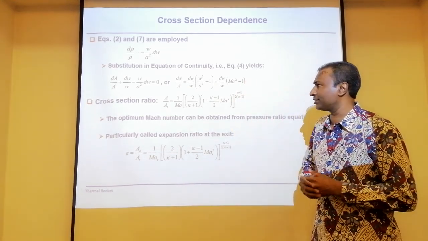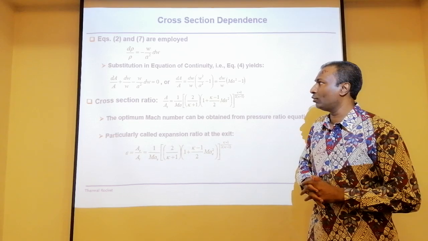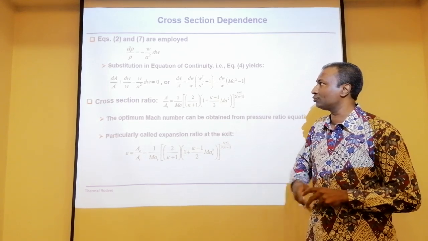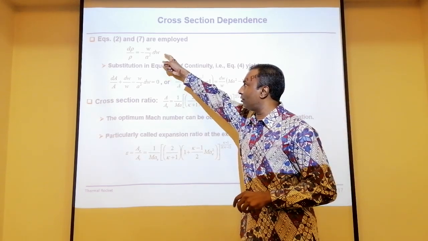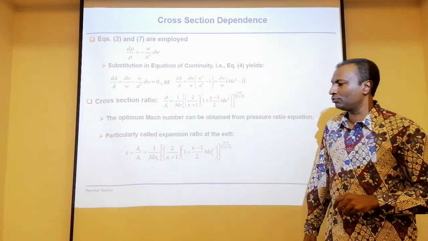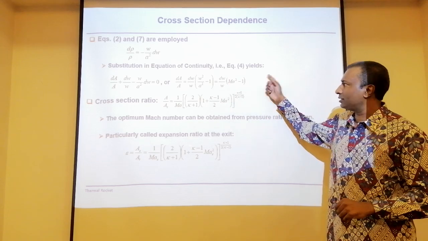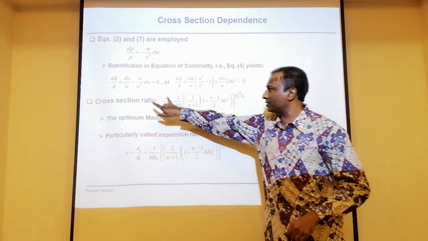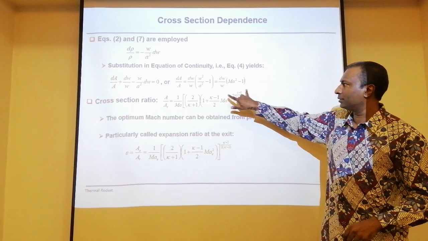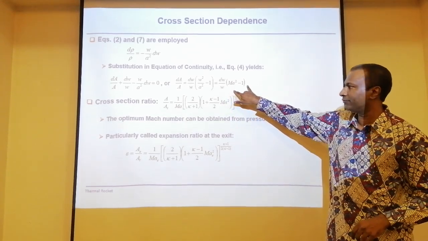The differentiation of the density over the density is basically equal to the ratio of W over A2, where A2 is at the throat. So I substitute the continuity equation for this, the formulation is obtained, and this is the final formulation.